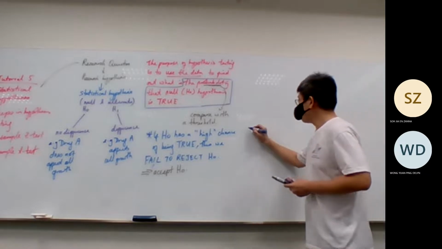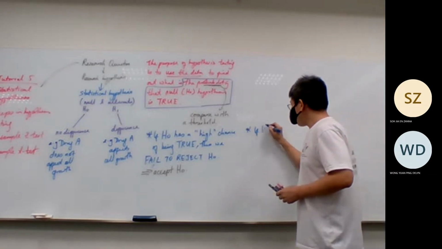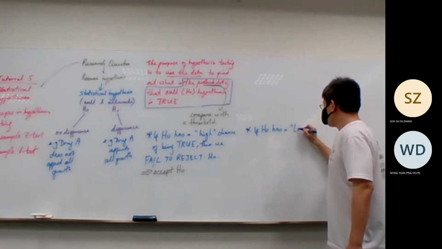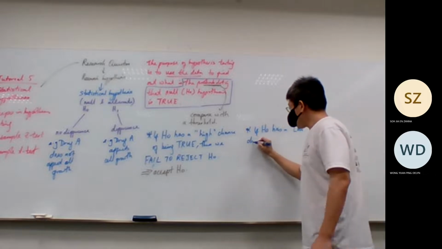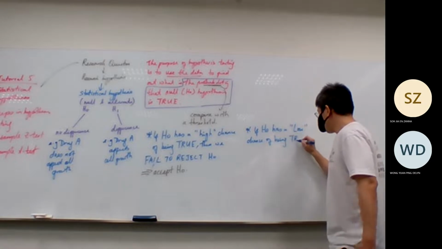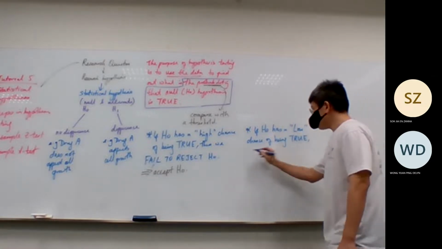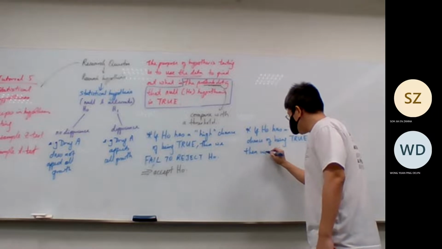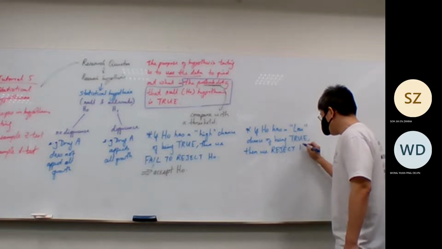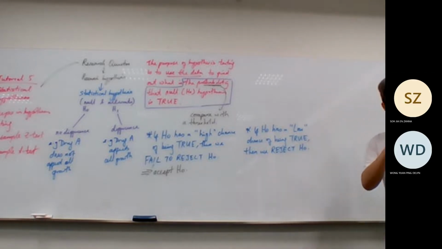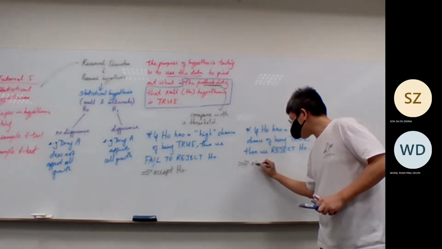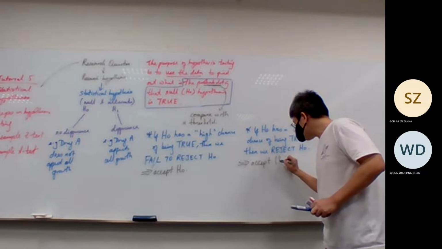On the other hand, if the null hypothesis has a low chance of being true, then we reject the null hypothesis. By rejecting the null hypothesis, you accept the alternate hypothesis.